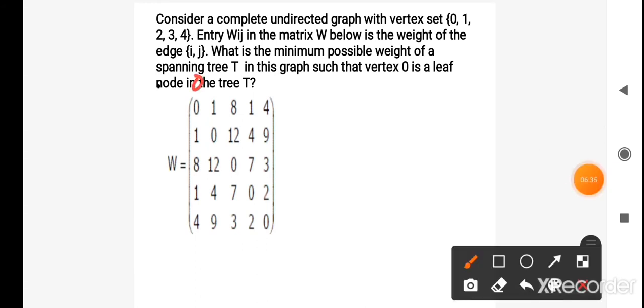This is 0, 1, 2, 3, 4. Here it is 0, 1, 2, 3, 4. ij, and what is the minimum possible weight of a spanning tree T in this graph such that vertex 0 is the leaf node in the tree T.